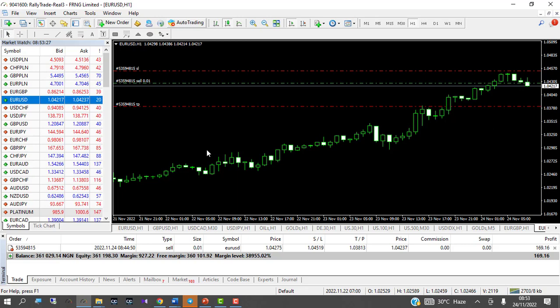Now this is simply how to trade, and also understanding the MT4 platform. I think we've touched so many things, all of which we have touched.